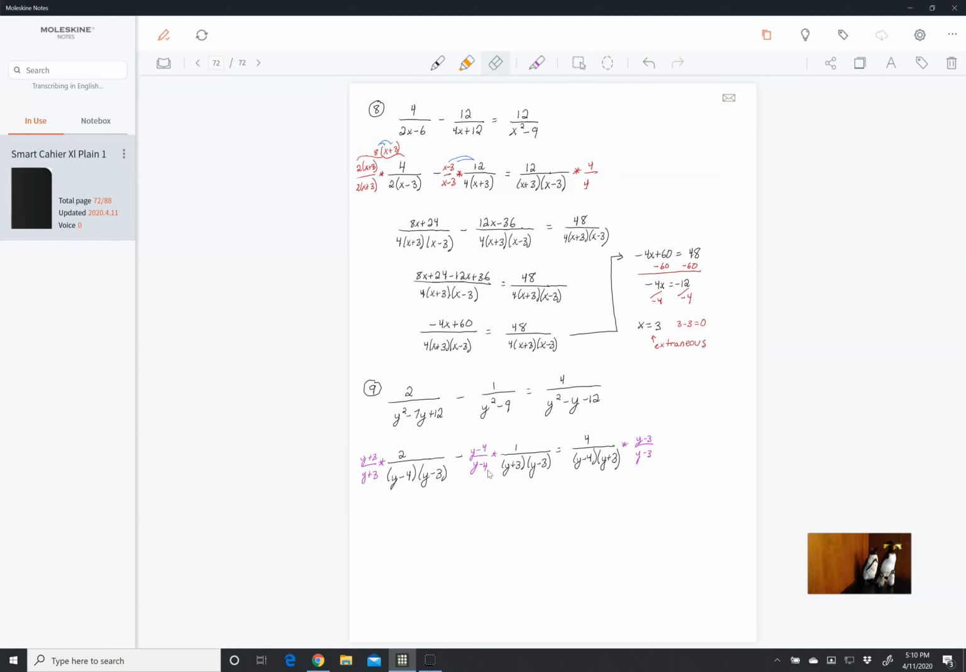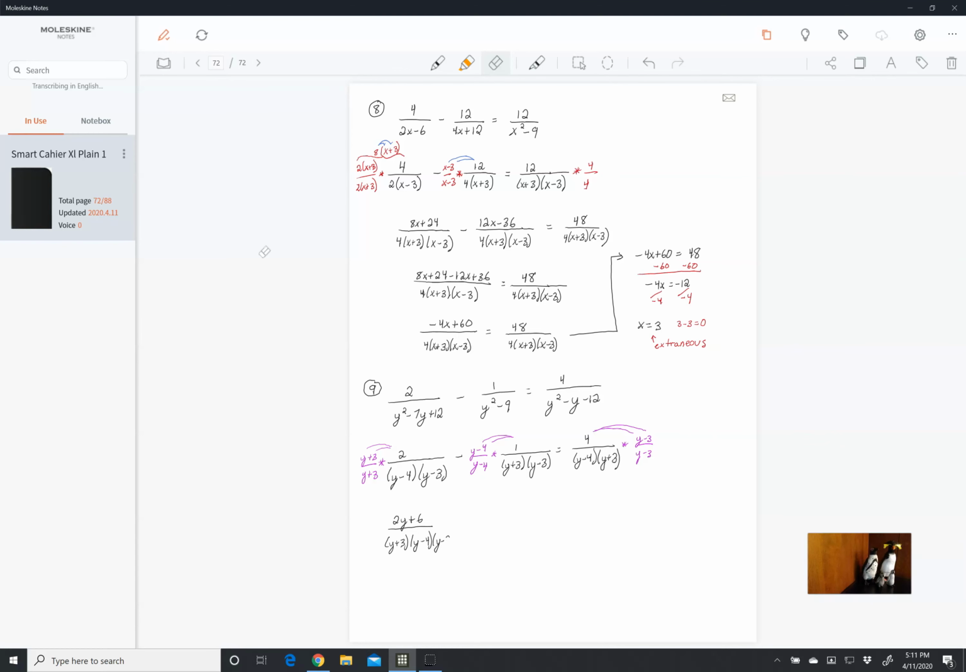Okay. And then like every other case, we're multiplying. So we have to distribute. So do not forget to distribute. That's going to be a big mistake that people are going to make. So just be really careful about that. So that leaves us with 2y plus 6. We have a y plus 3, y minus 4, y minus 3.